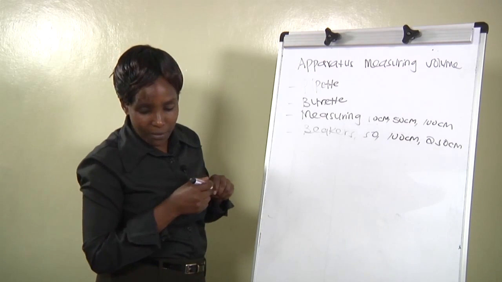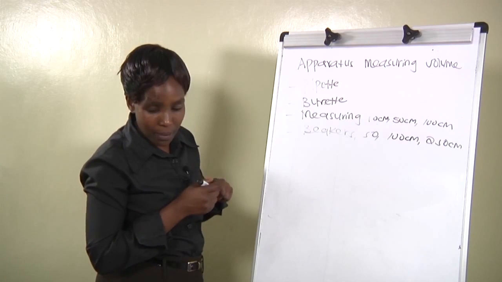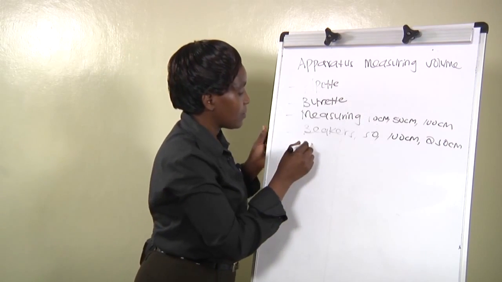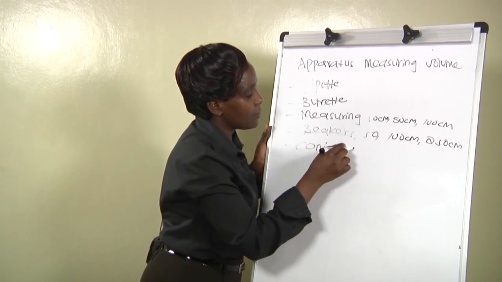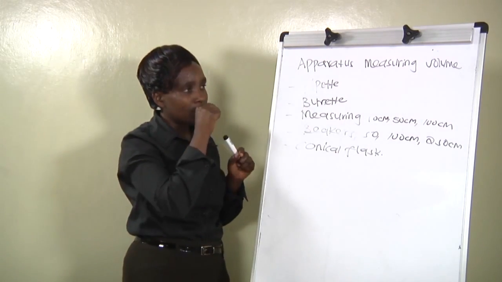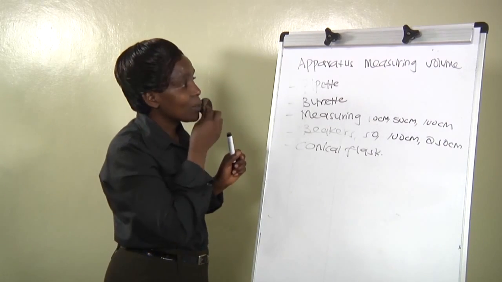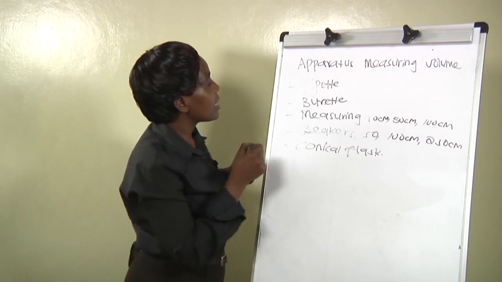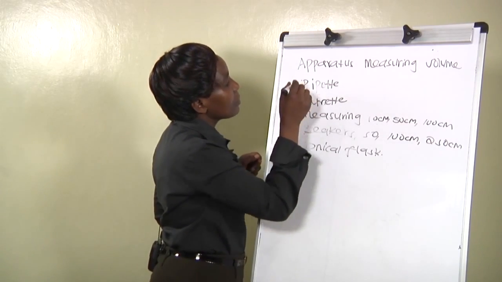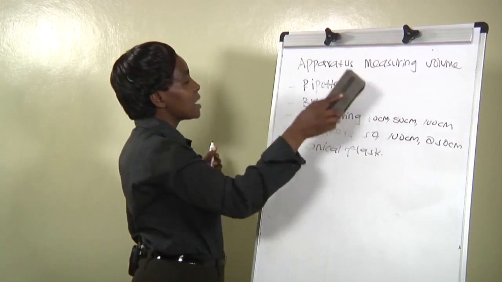Then we also have things like a conical flask. They also measure volume. There are so many of them, and I would say that basically those ones are examples which are for measuring volume.